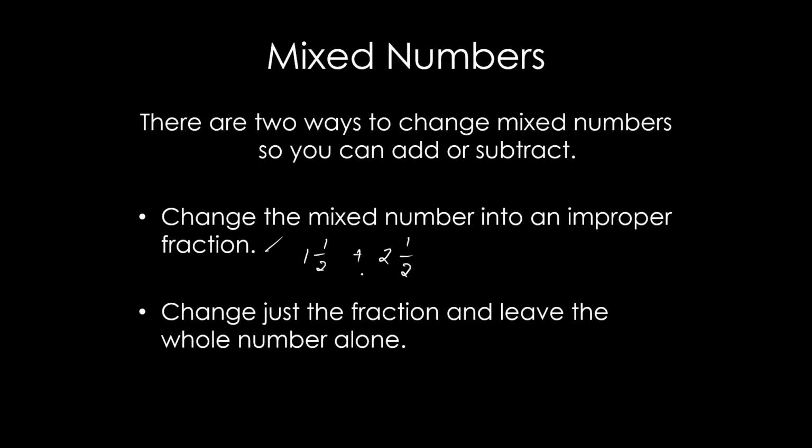Pwede naman natin siyang i-change into a mixed number. Change this mixed number into an improper fraction. Paano yon? Change natin si 1 and 1/2 kay improper fraction. So, magiging ano siya? 2 times 1 is 2, plus 1 is 3. So, 3/2. Plus, 2 times 2 is 4, plus 1 is 5. So, 5/2. And then, 3 plus 5 is 8/2. Or, simplify natin, ang sagot natin ay 4. Okay, pwede yon. Or pwede naman, we just change the fraction and leave the whole number alone.